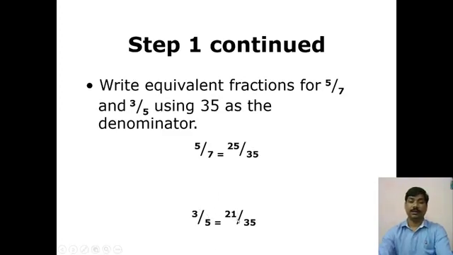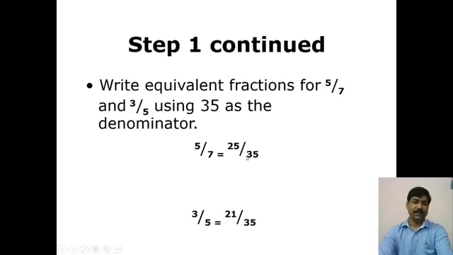Now the group of 25 upon 35 and 21 upon 35, these fractions are now like fractions, so we can easily compare. In like fractions, the larger numerator fraction is the larger fraction.